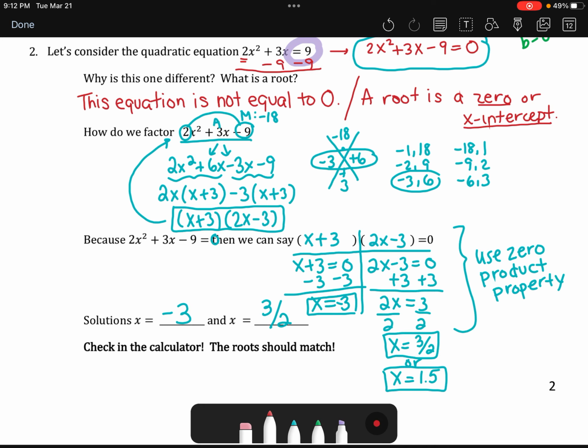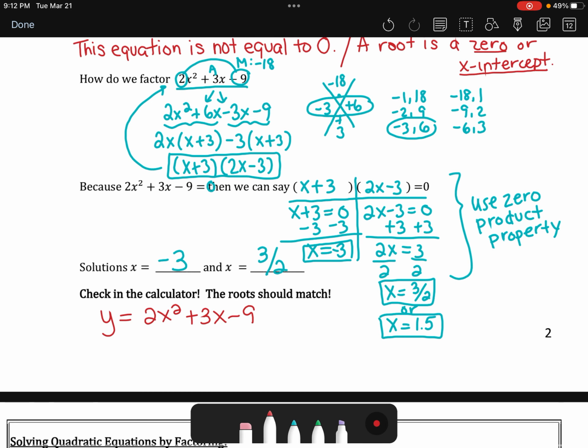So again, we could check this in our calculator. We could graph y equals 2x squared plus 3x minus 9. Take out your calculators if you have it. When we graph it, guess what? Our x-intercepts are going to be at negative 3, and then right in between 1 and 2, 1.5. Our parabola is going to go down, come back up, concave up. And those are our roots. Those are our x-intercepts.